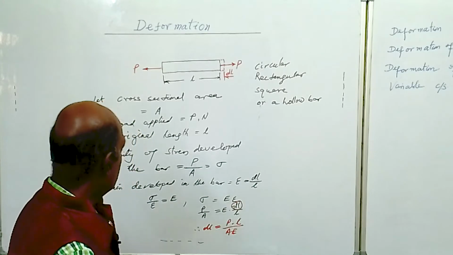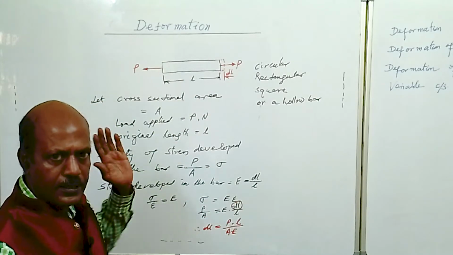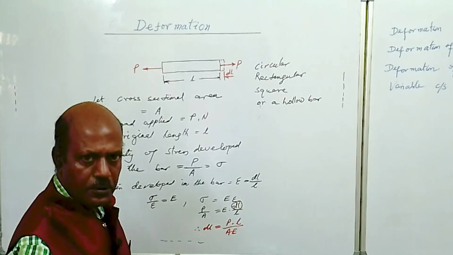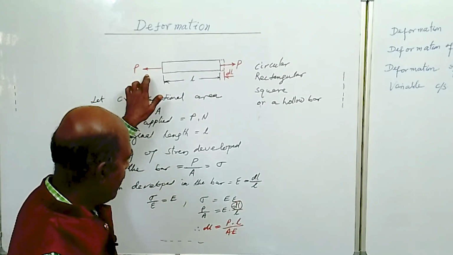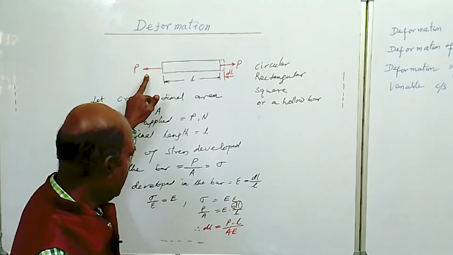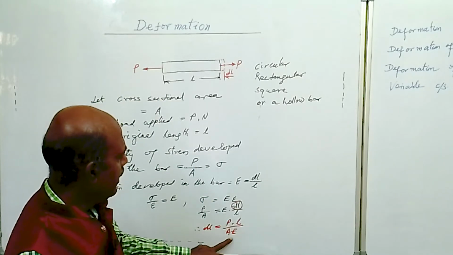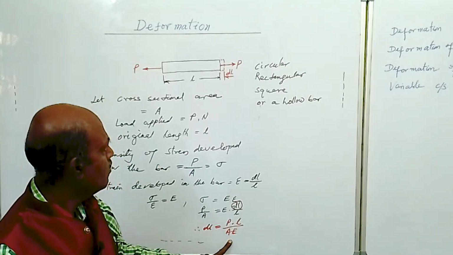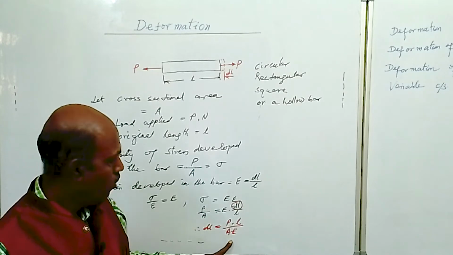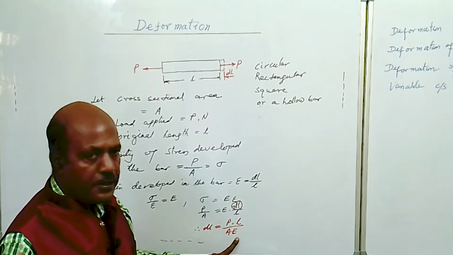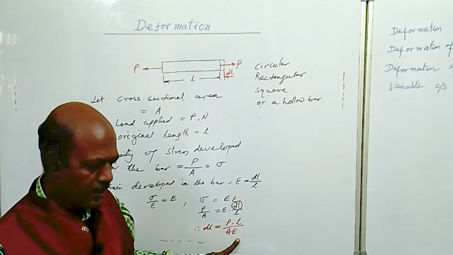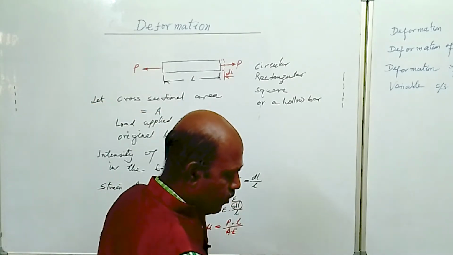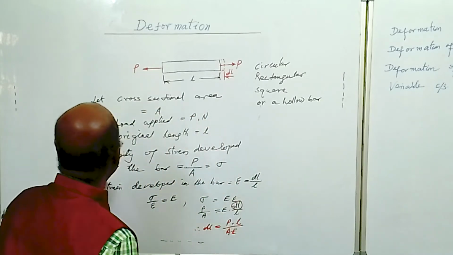So whenever a load P is applied over a body, what is the deformation produced in the body is given by P into L by A into E, where P is the load applied or external load applied over the body, L is the original length, A is the original cross sectional area, whatever may be the type of cross section, that may be circular, rectangular, square or a hollow cross section, and E is the Young modulus of material of the bar. So by this, we can find what is the deformation of a bar.